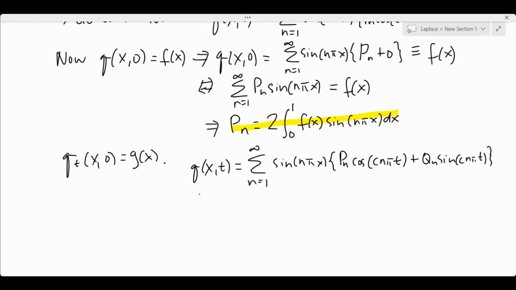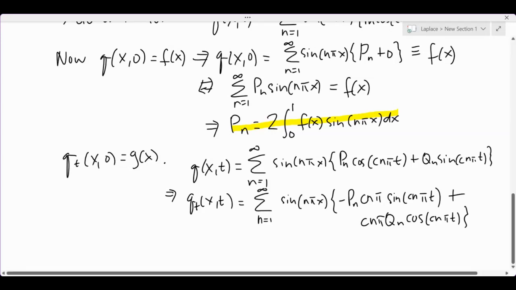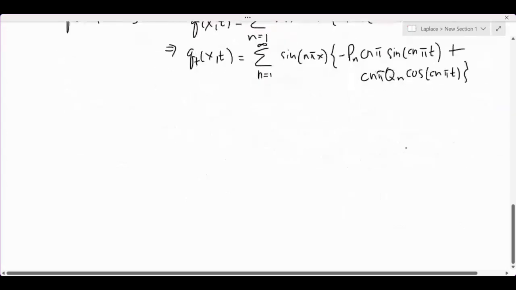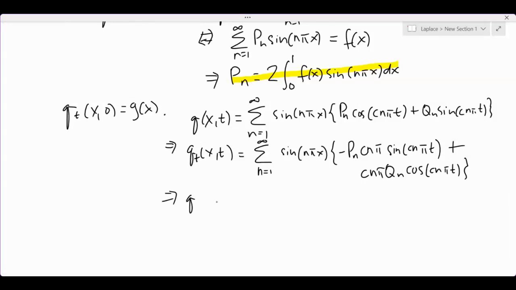Since we need to differentiate this with respect to t, what we get upon doing that will be the following function. It's going to be the infinite sum from 1 to infinity of sine n pi x times negative p n c n pi times sine of c n pi t plus c n pi times q sub n cosine c n pi t. Okay, so far so good, and we continue the solution by substituting 0 for t. So upon doing that, we get the following.